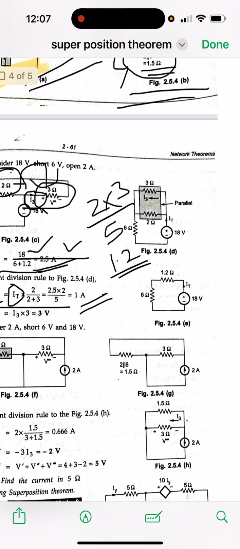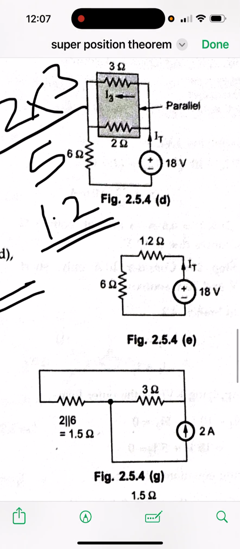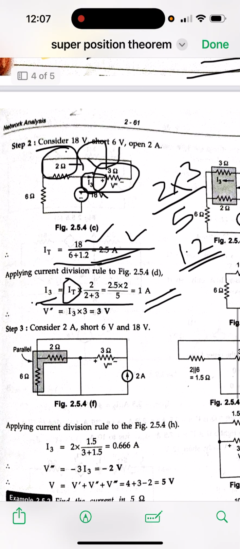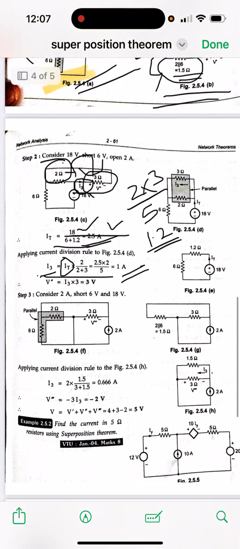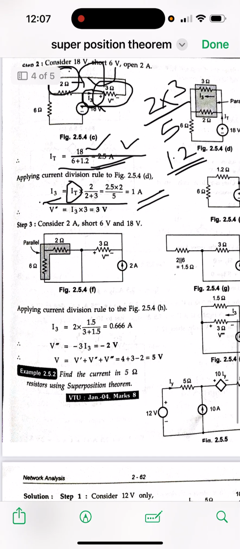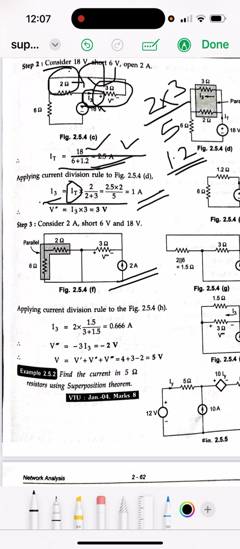Once you get it, you will get the equivalent circuit: 6 ohms, 1.2, 18 volt. Then V is equal to I3 into R, V double dash. Voltage also we got. That's all. Next, I'll take the 2 amps. If I'm taking only this current source, I have to short the other sources. I'm shorting the 6 volt as well as the 18 volt. Again parallel 1.5 ohm, then 3 ohm.